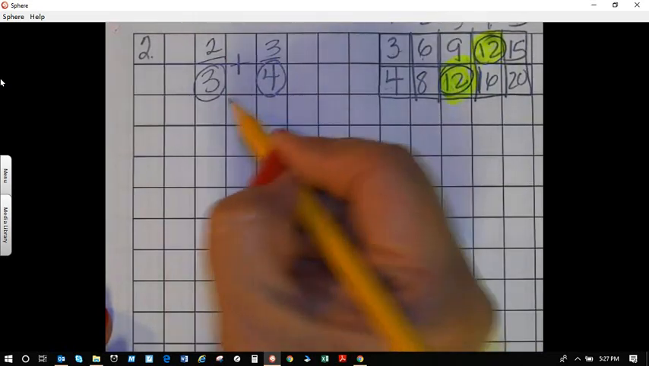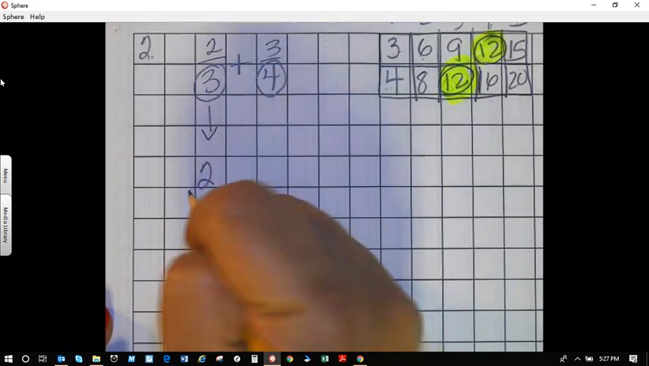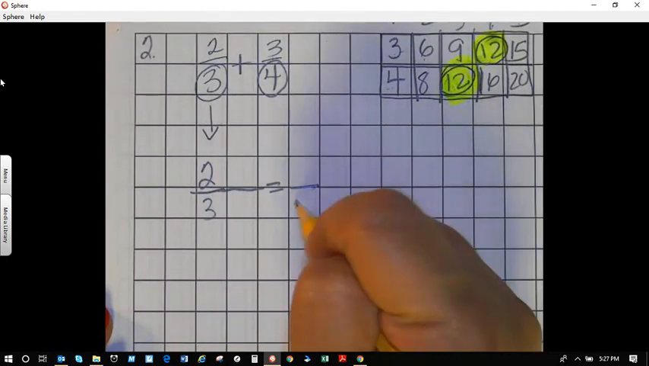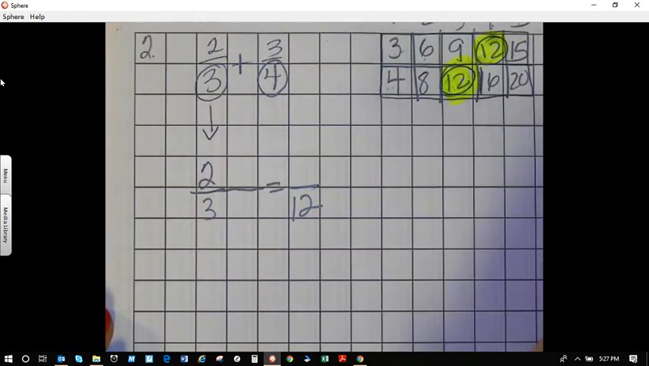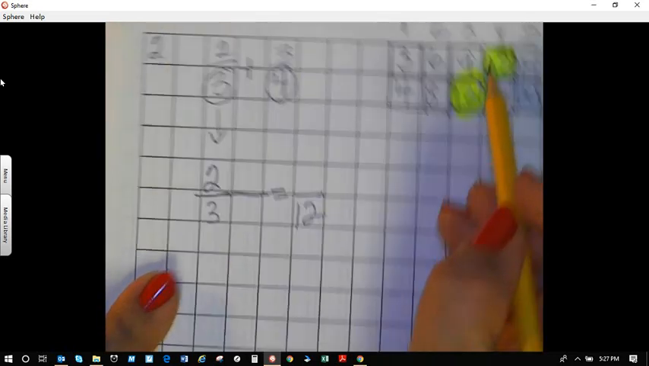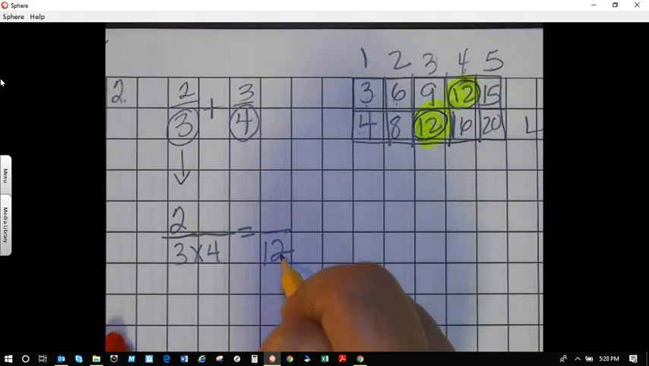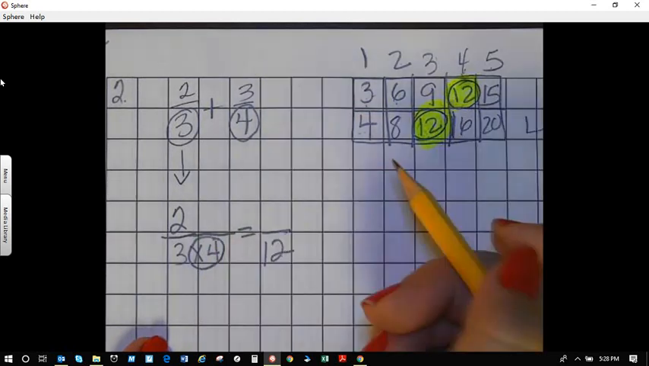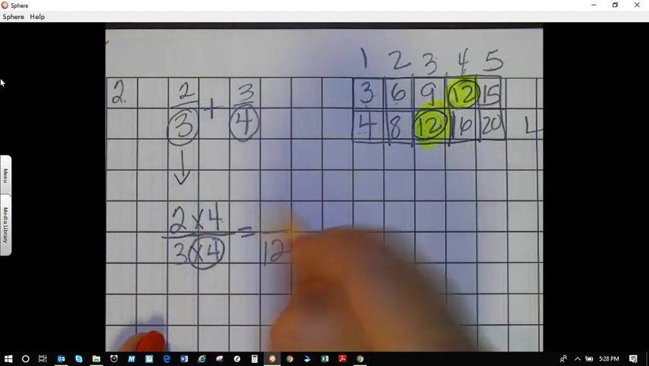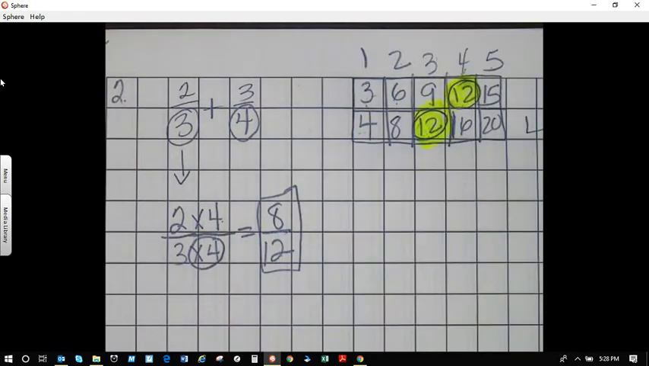I don't have a 12 here, so I'm going to need to change this, have equivalent fractions, so 2/3. I'm going to extend my fraction bar, put an equal sign. I need to change that to a 12 because that was what was determined. So 3 goes into 12 4 times. I know 3 times 4 equals 12. We talked about today, whatever I do to my denominator, I must do to the numerator. So 2 times 4 equals 8. The equivalent fraction for 2/3 is 8/12.